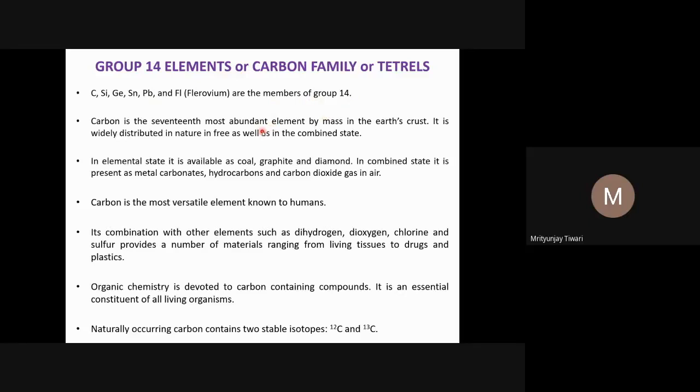Carbon is the 17th most abundant element by mass in the Earth's crust. So carbon is one of the most abundant elements on the Earth's crust. 17th means that there are 16 elements whose abundance in the Earth's crust is more than carbon. And carbon is widely distributed in nature in free form as well as in the combined state. It can exist in the elemental form, as coal, graphite, and diamond. In the combined state, it mostly exists as metal carbonates or hydrocarbons, carbon dioxide gas, or carbon monoxide in some small amount.